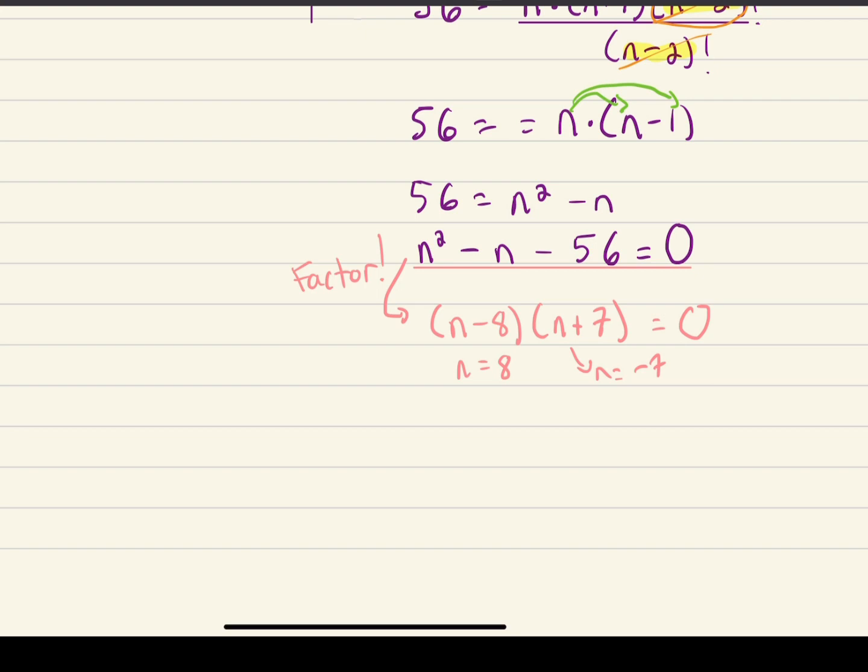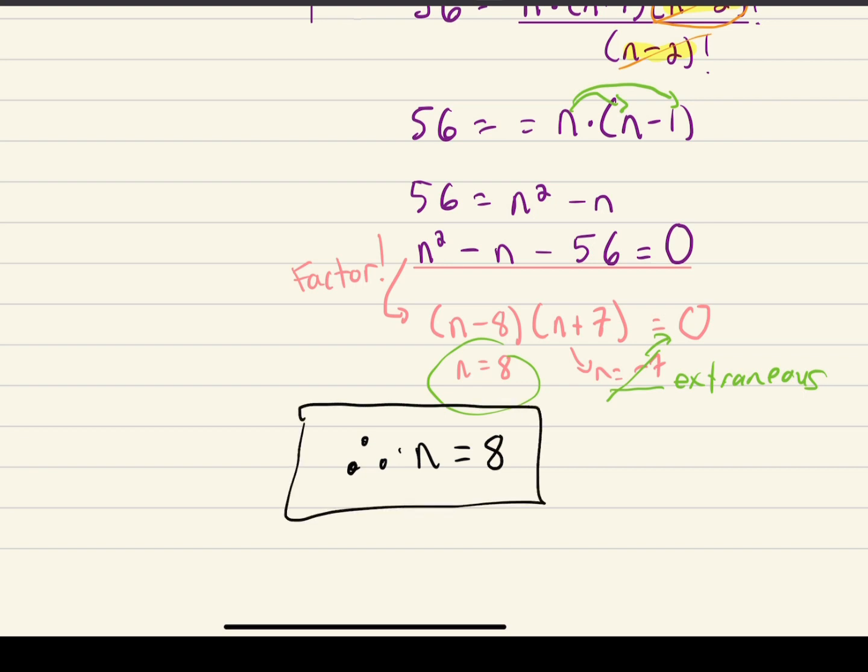So we know that you can't have a negative set of choices, but if you were to plug in this value over here, you would see that it does not equal 0. And so therefore it's an extraneous solution. And so the real solution is n is equal to 8. So we write, therefore, n equals 8.